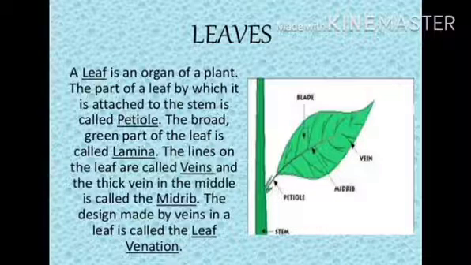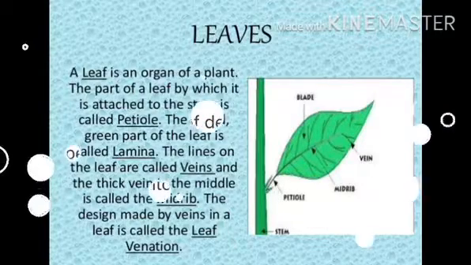The part of the leaf by which it is attached to the stem is called petiole, and the broad green part of the leaf is called lamina. The lines on the leaf are called veins, and the thick vein in the middle is called midrib. The design made by the veins in a leaf is called leaf venation.